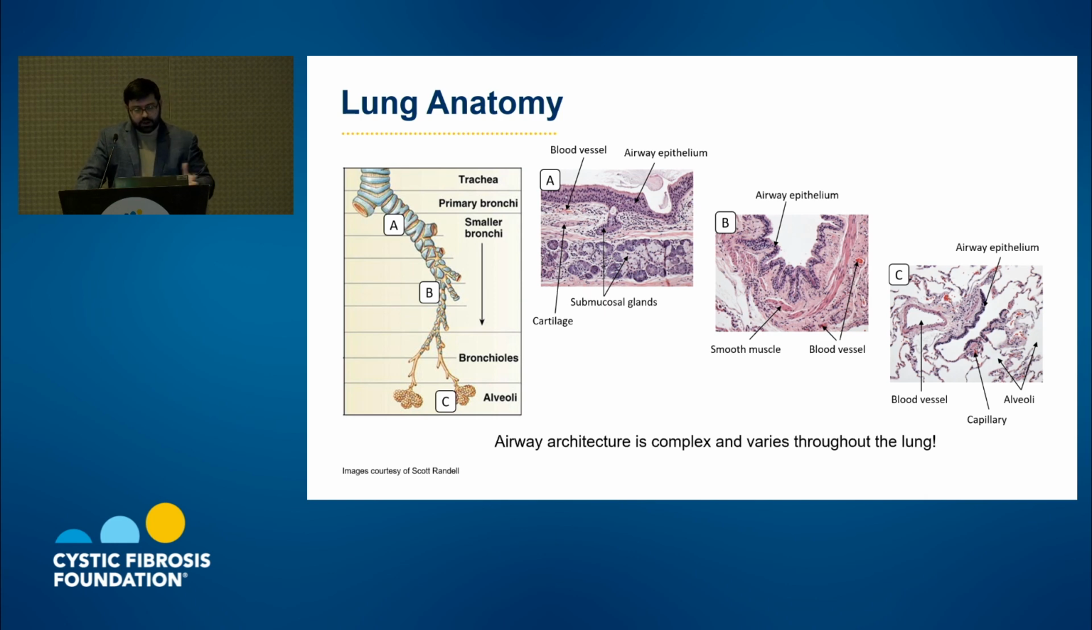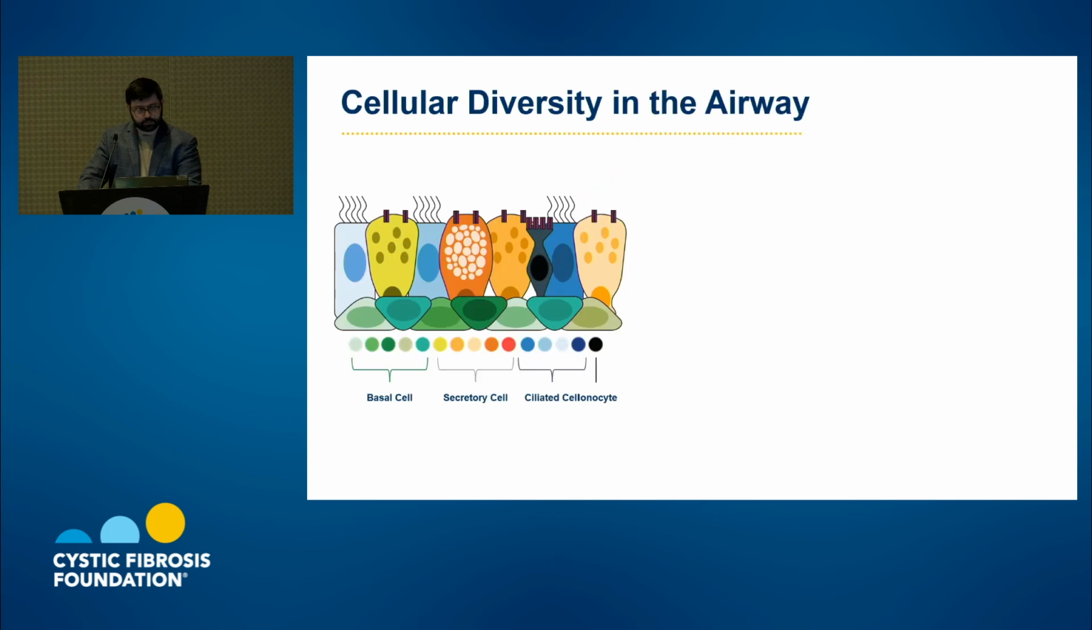So the main point of this I wanted to make is that the airway architecture is complex and it varies throughout the lung. So it's important that we keep that in mind as we're thinking about what cells do we target, how do we deliver to these cells, because it's not necessarily a one-size-fits-all approach.